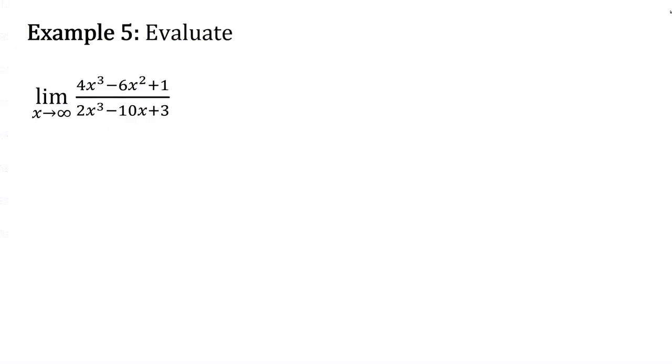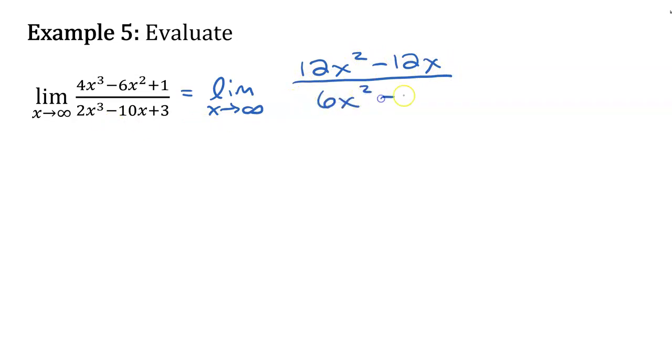Evaluate the limit as x approaches infinity of this lovely thing. Well, if we went ahead and graphed each, it's a cube. So this goes to infinity, which means that goes to infinity, and we can't do that. So we apply L'Hopital's rule and find the derivative of each. So that would give us 12x squared minus 12x over 6x squared minus 10.